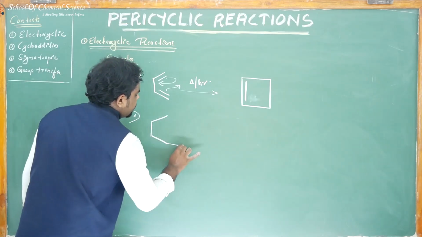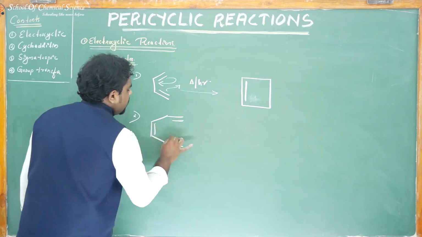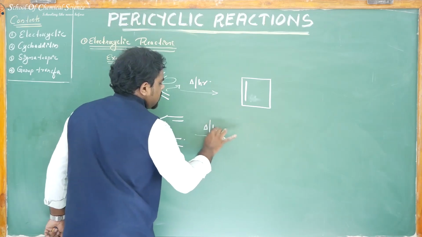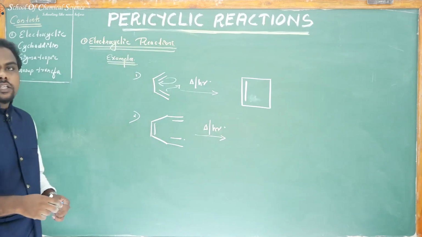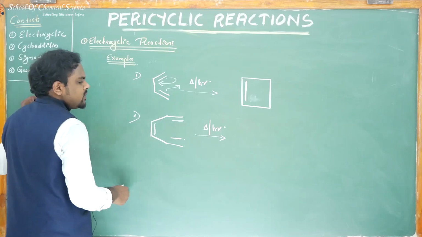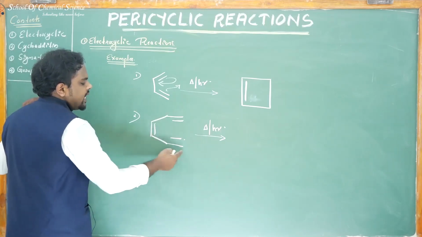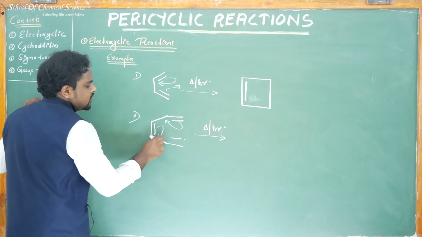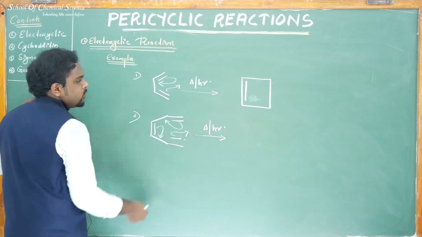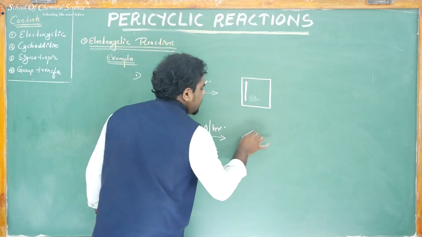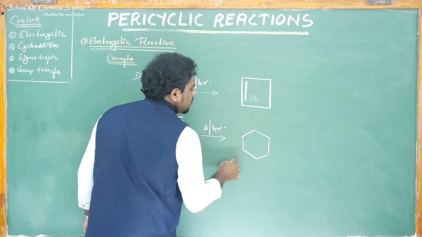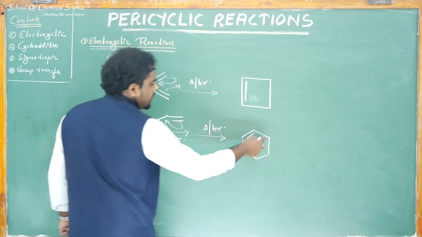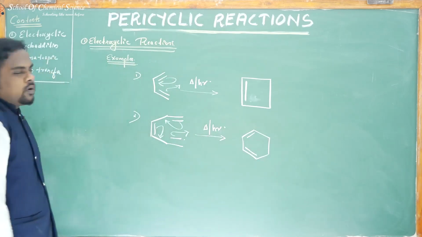1,3,5-hexatriene, in presence of heat or light. How many carbon atoms are there? 1, 2, 3, 4, 5, 6 carbon atoms are there. So this pi bond shifted towards here, this towards here, and here a new sigma bond. So a 6-membered ring is formed. Only 2 pi bonds, and this is the newly formed sigma bond.